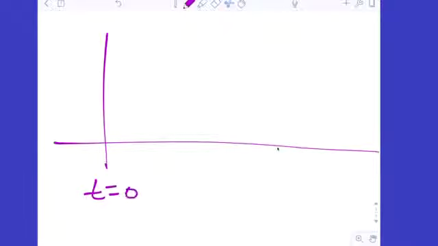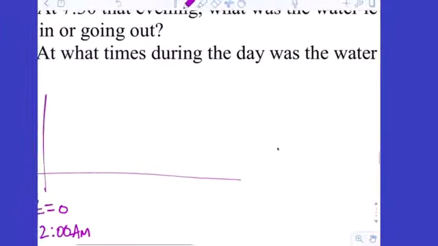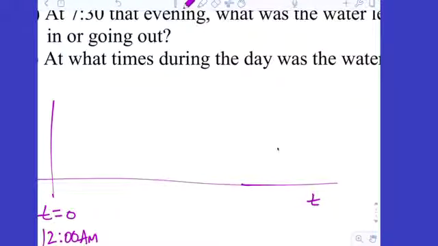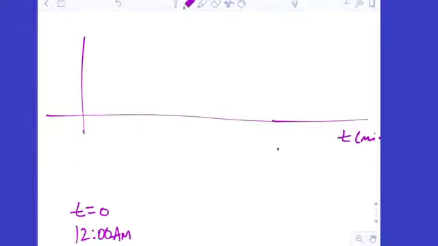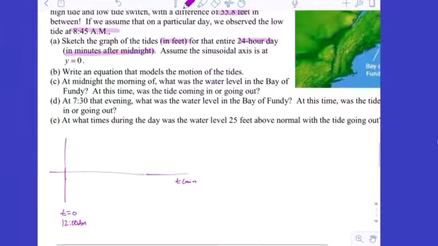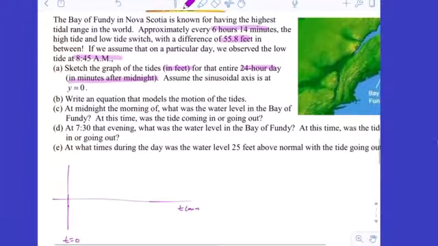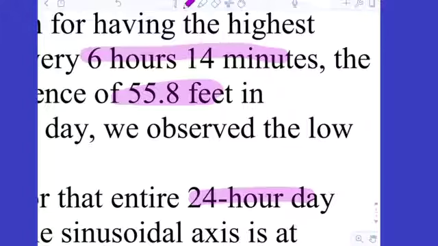T equals 0 corresponds with what time? 12 a.m. Midnight, right? And we're measuring time in minutes. So let me extend that. We're measuring time in minutes. All right, so now I actually kind of drew it wrong. Let me scoot that down. Because T equals 0 is the x-axis, and we're going to call that y equals 0, the kind of sea level. If the tide differential is 55.8, is 55.8 going to be the amplitude?